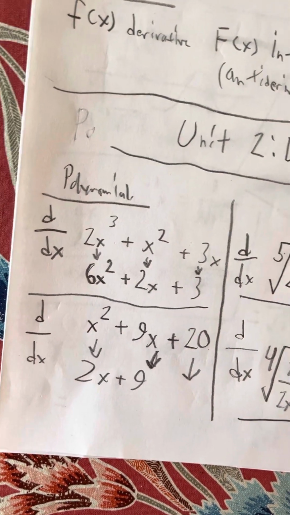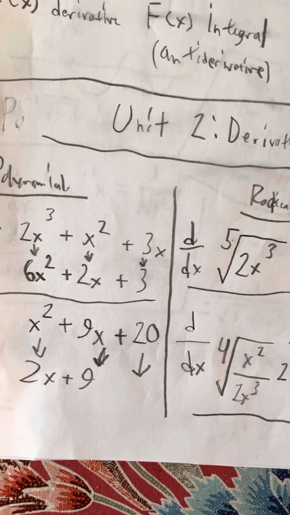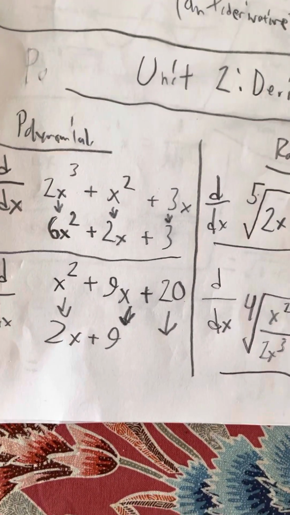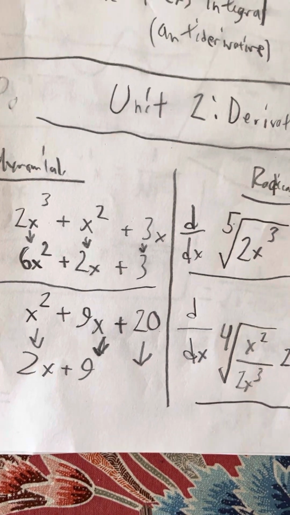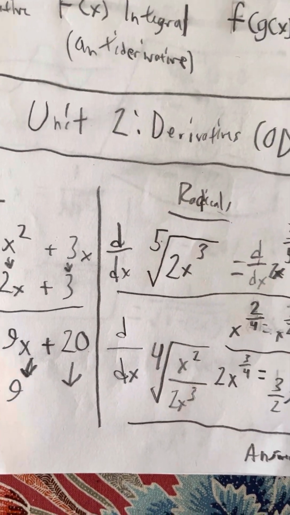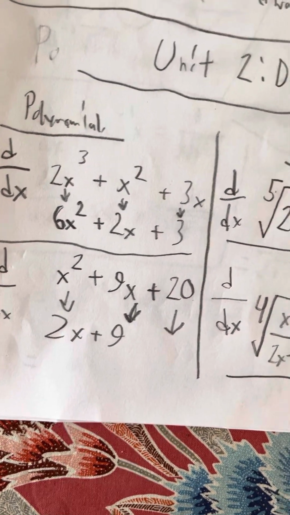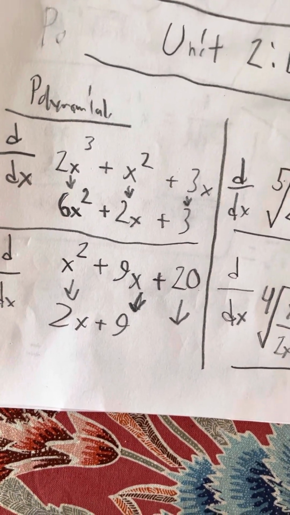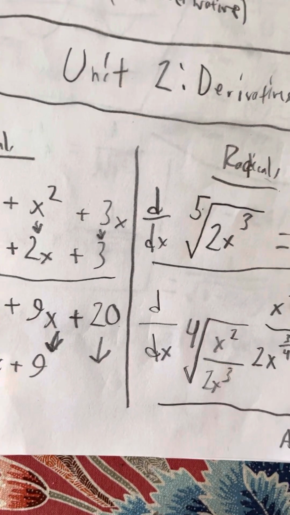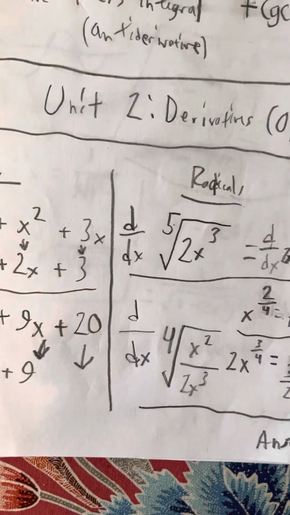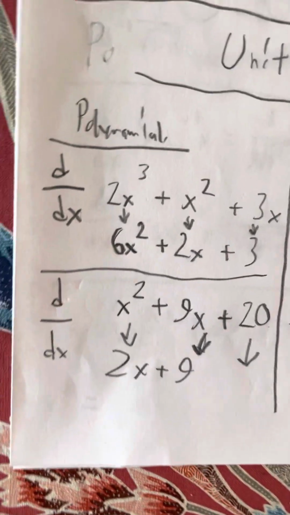d over dx is how you express it. It's 2x cubed plus x squared plus 3x. You decompose it: 6x squared, by multiplying 2x by 3, and 3x is just a constant. Then x squared plus 9x plus 20 gives 2x plus 9 plus 0, because 20 is a constant. And the constants just go to 0.